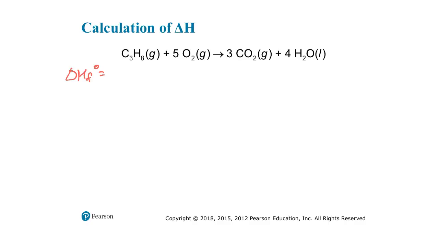Okay, so I'm just looking for the delta HF of C3H8, and I find that to be minus 103.85 kJs per mole. These are all in kJs per mole. O2, 0. CO2 is minus 393.5.